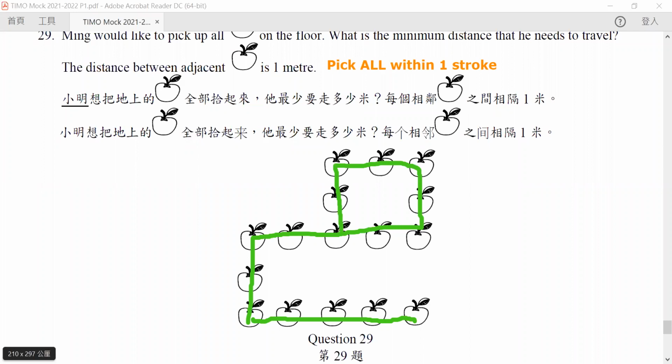So we can start from here. We pack these two. We start from this apple. We pick one of them and then two.